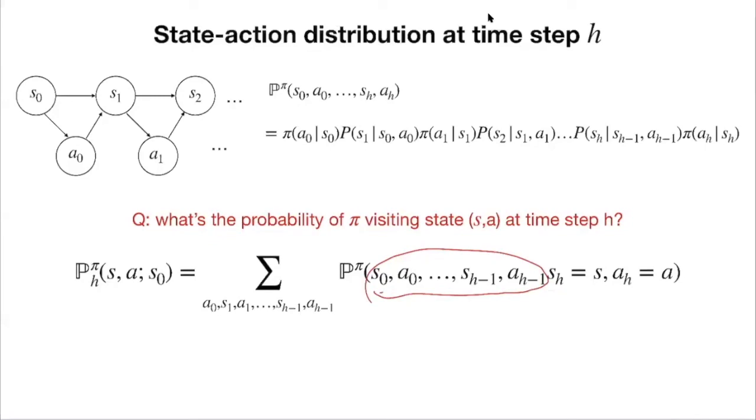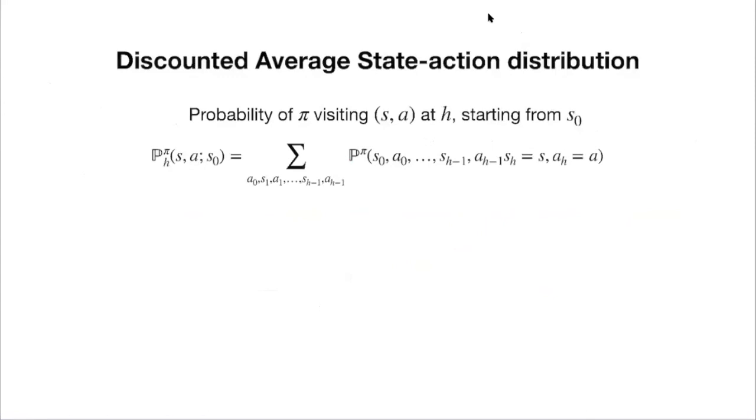And once you do this marginalization step, you get a quantity which basically tells you that if you always start at S0 and follow policy pi to time step H, this is the likelihood of seeing a particular state action pair, SA. Right, so that's the definition of seeing a particular state action pair at time step H.